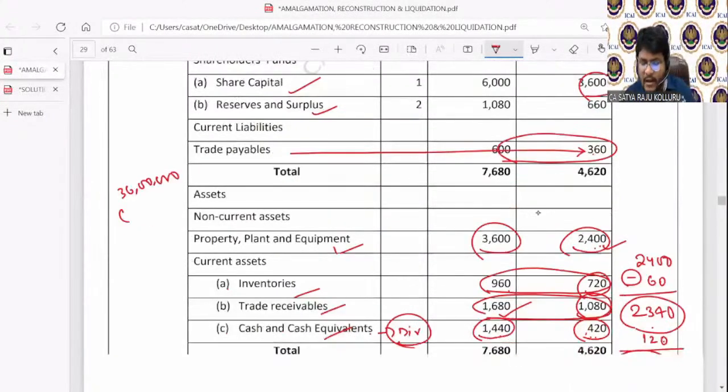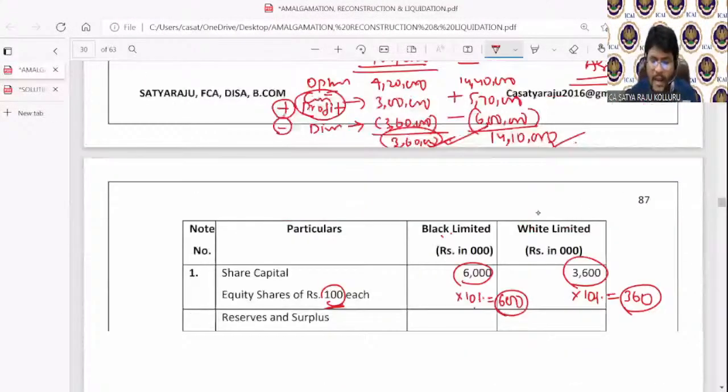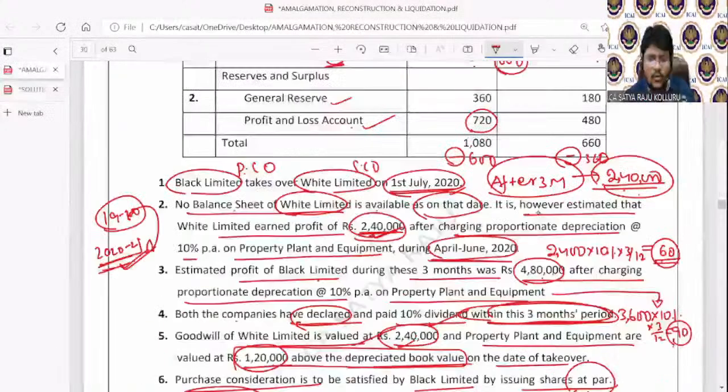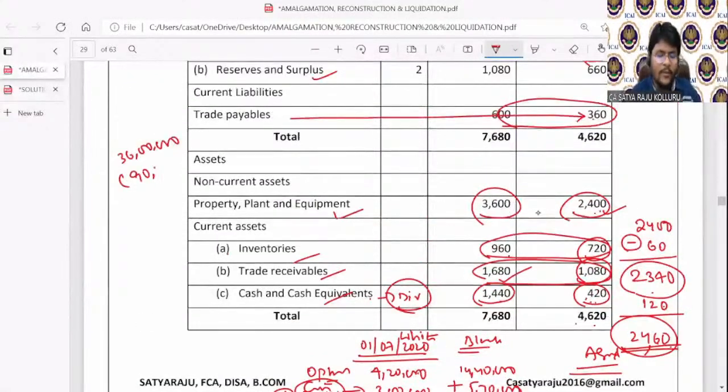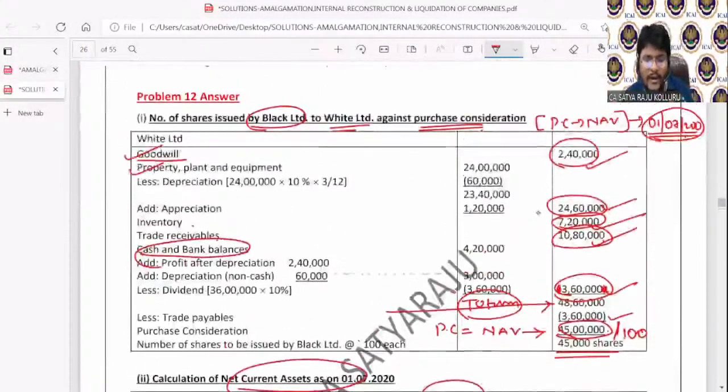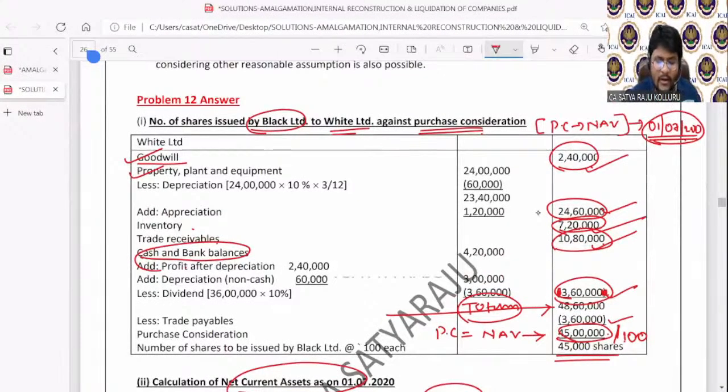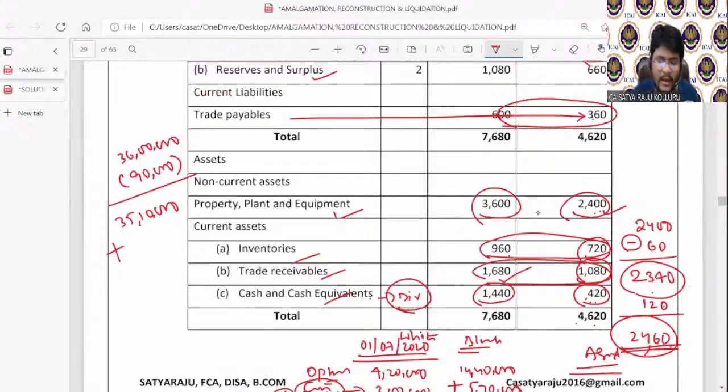But depreciation is there, no? How much is the depreciation, guys? In case of Black Limited, depreciation is 90,000. You can reduce the depreciation of 90,000 first. The net book value in Black Limited is how much? 35,10,000. To this, you have to add the agreed value of the plant and machinery. You already know the agreed value under the NAV method. What is the agreed value of the plant and machinery? We worked it out, which is 24,60,000.